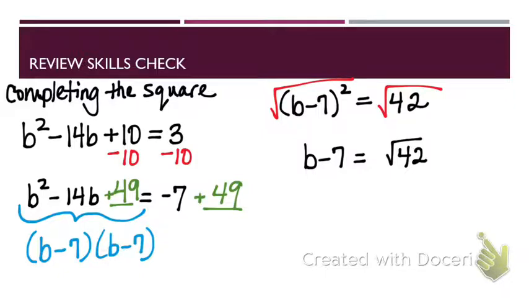So the only thing we're going to do, when you take the square root of a number, there's always 2 answers. So we put that plus minus in the front. And then I'm going to add the 7 to both sides. So your final answer is just 7 plus or minus the square root of 42.